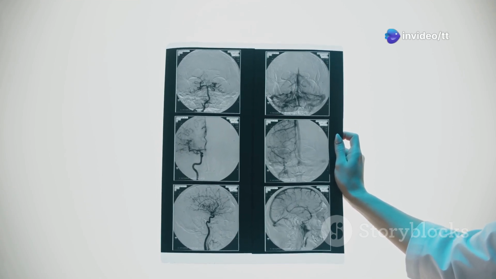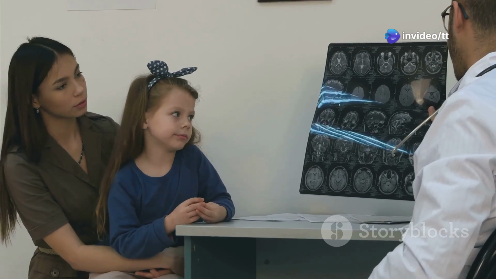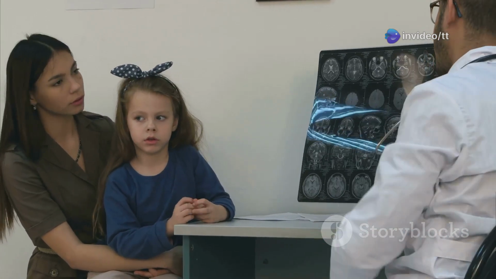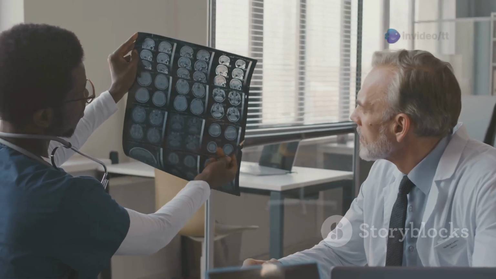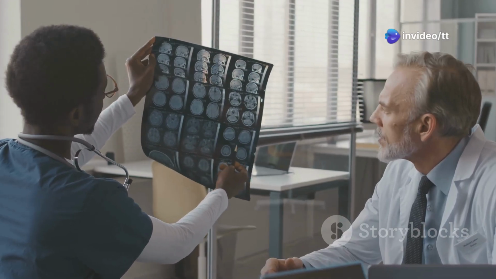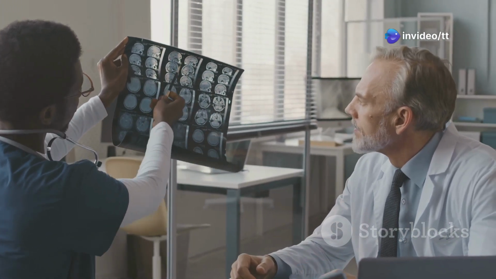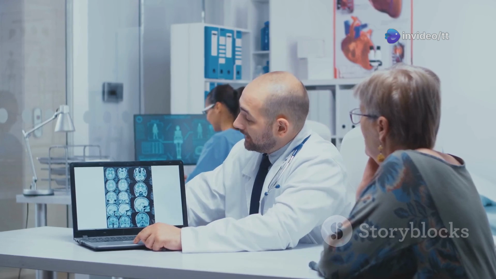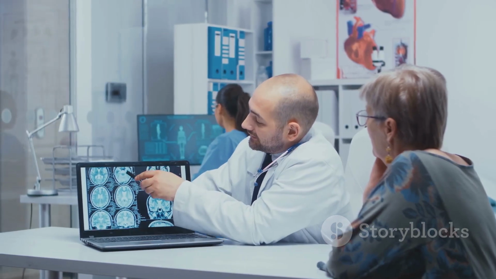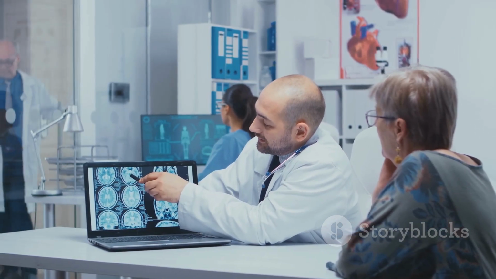Symptoms of brain tumors can differ depending on the tumor's location and size. Common signs include persistent headaches, dizziness, nausea, and seizures. Some individuals may experience memory loss, changes in personality, or impaired vision. Because these symptoms can mimic other medical conditions, they often go unnoticed until the tumor has grown significantly.